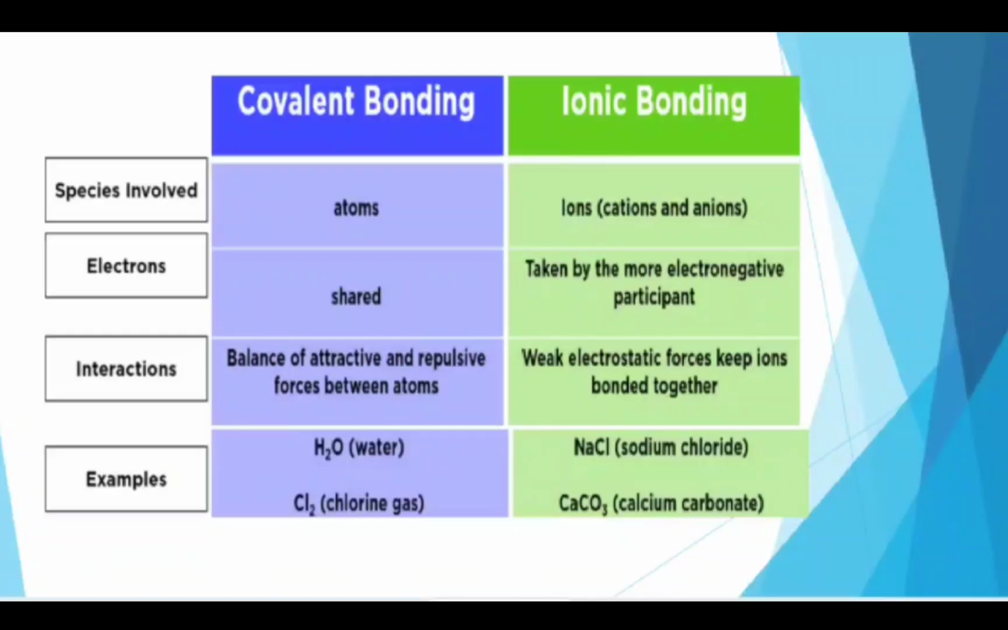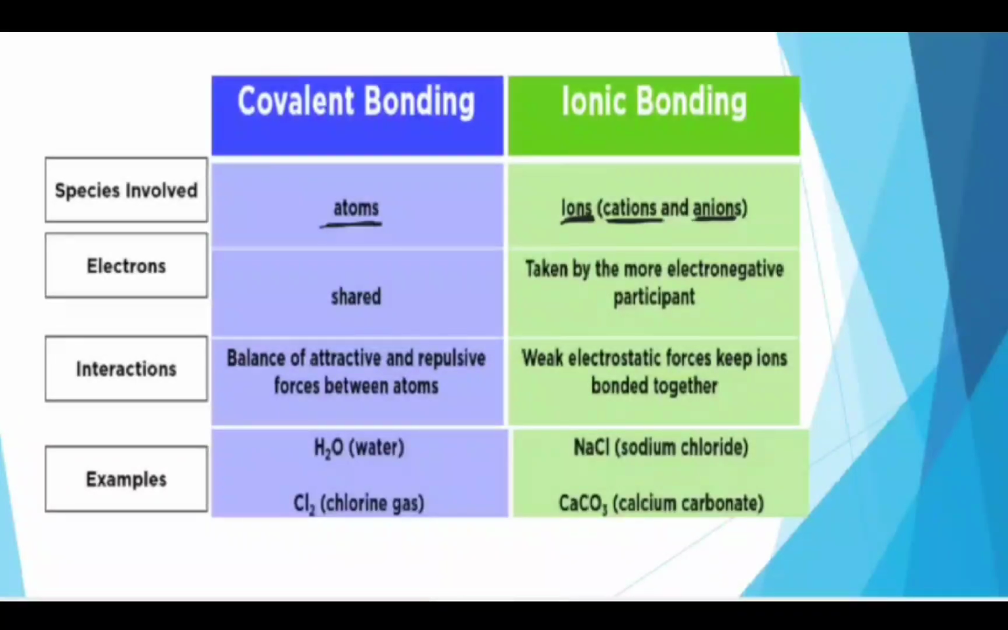Okay, now species involved. There are atoms out here, that is, neutral particles are involved. Over here, the neutral particles become ions by acquiring a charge. If a positive charge, we have a cation. If they have a negative charge, it is an anion. So a cation and an anion bond together and form an ionic bond.